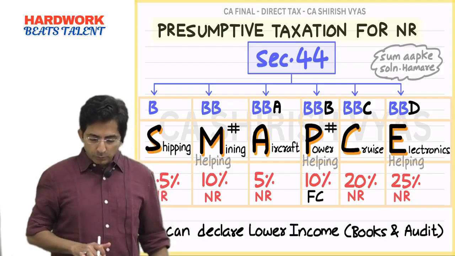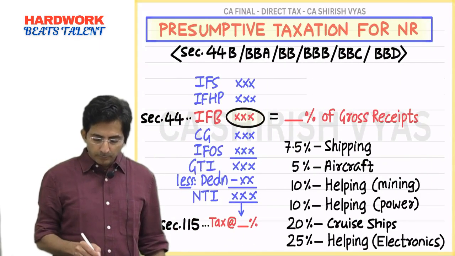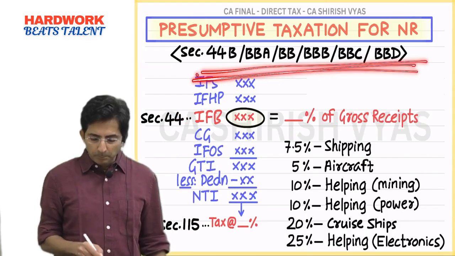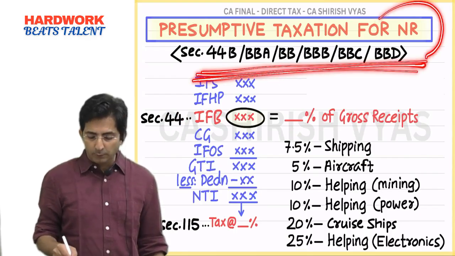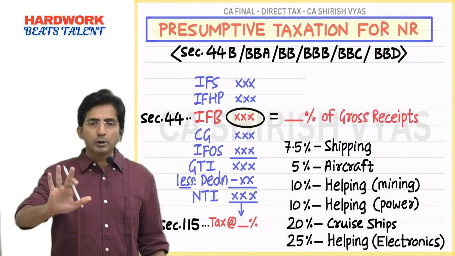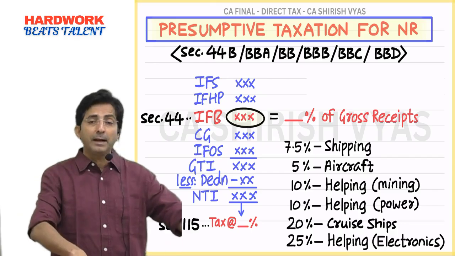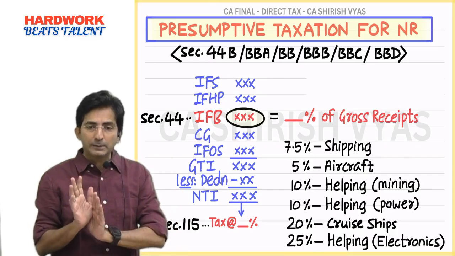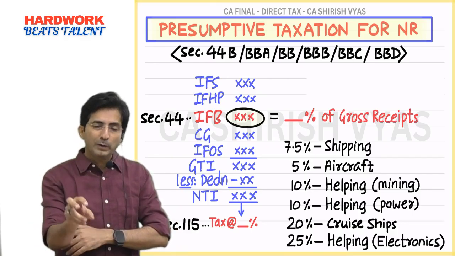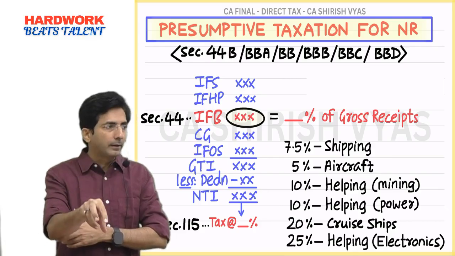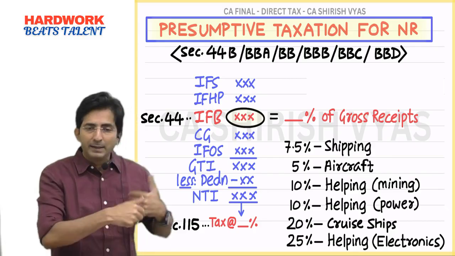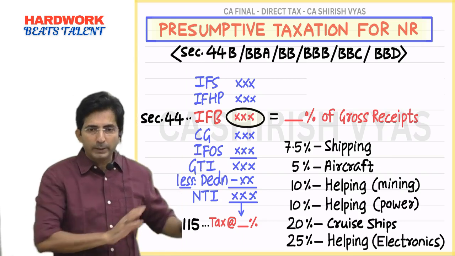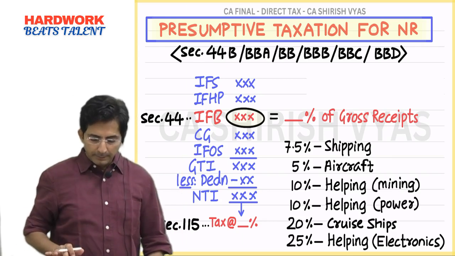So this was there. So we finished what? All 44Bs, presumptive taxation for NR. Everywhere the logic was what, these people have worldwide business, but the Indian government wants to tax only Indian operation, and to calculate Indian operation profit, it becomes a difficult task. That's why a simplified method is provided. Okay. Then see one more thing.